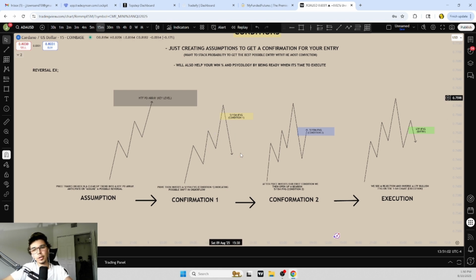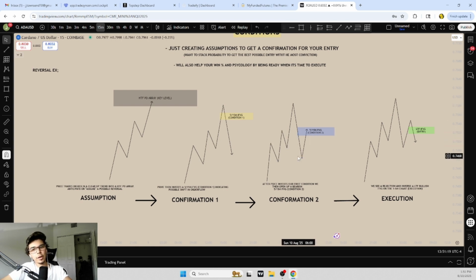And then what did price do? Price ran through it, indicating a possible shift in order flow after tapping into this high time frame PD array. So we inverse our condition 1. Then what do we do on the way down? Well, now we opened up a bearish fair value gap. Okay, so what do I want to see from here? I don't want to enter all the way down here.